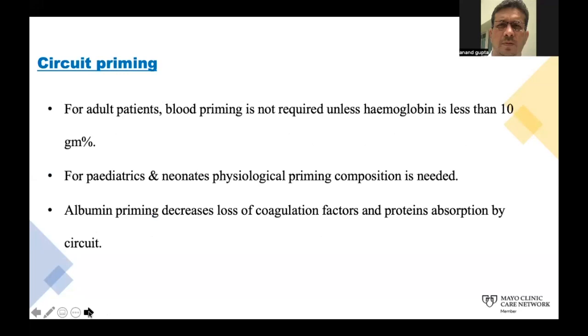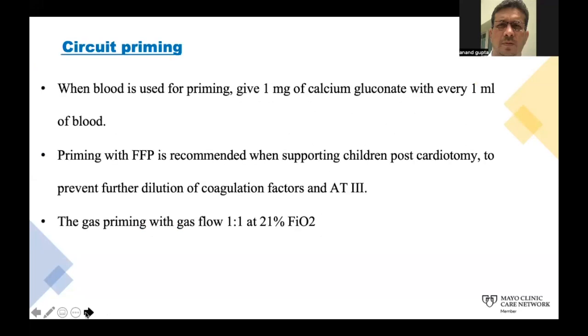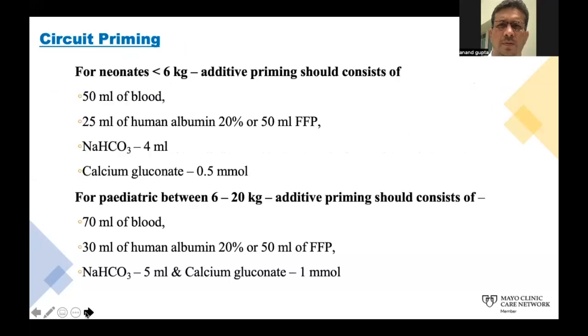Albumin priming decreases the loss of coagulation factors and the protein adsorption by the circuit. When blood is used for priming, give 1 milligram of calcium gluconate with every 1 ml of the blood. Priming with FFP is recommended when supporting children post-cardiotomy to prevent further dilution of coagulation factors and antithrombin 3 factor. The gas priming is with a gas flow of 1:1 at 21% FiO2.